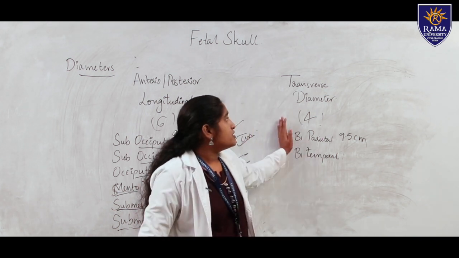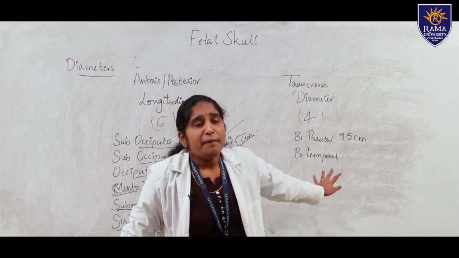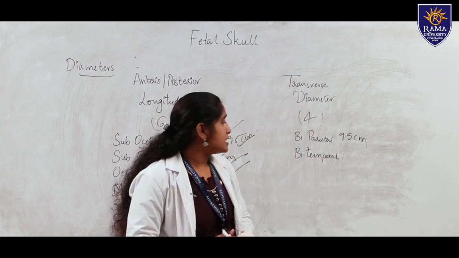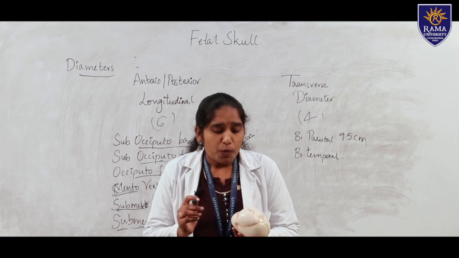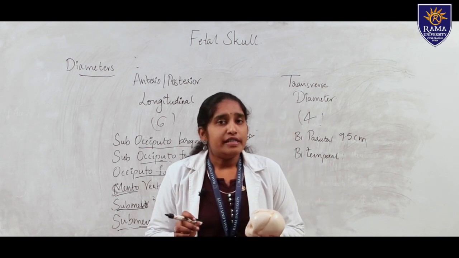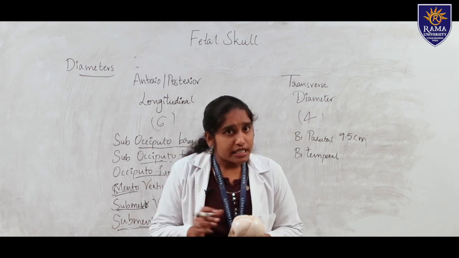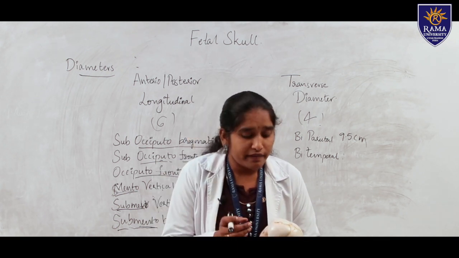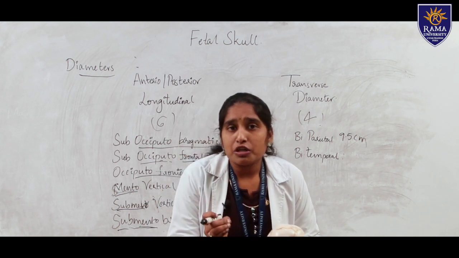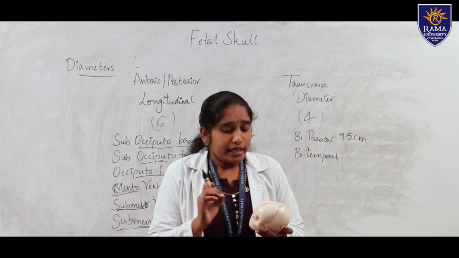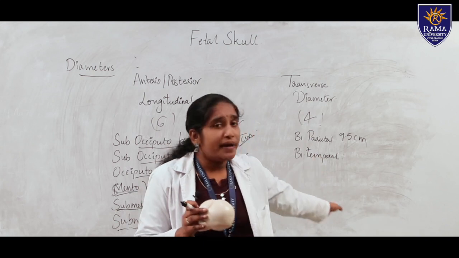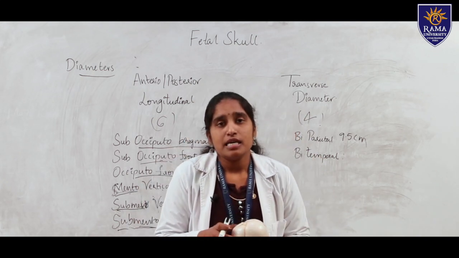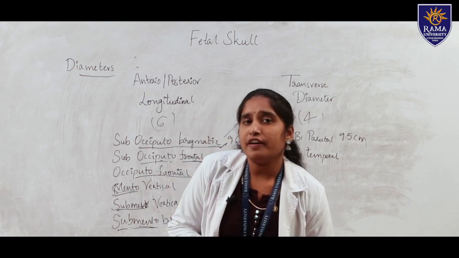Then coming to the transverse diameters, the bitemporal diameter and the biparietal diameter. The bitemporal diameter is the smallest diameter of the fetal skull. It measures about 8 centimeters, and it is the distance between the anterior inferior ends of the coronal sutures. Then the biparietal diameter is the distance between the two parietal eminences. It measures about 9.5 centimeters.